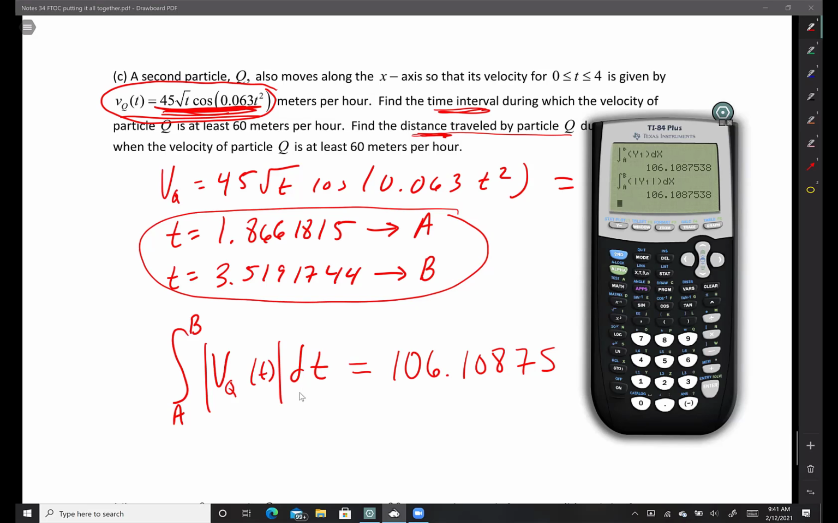I think on this one, if you would not have put the absolute values, I think you would have been forgiven. Because I think authors would be like, well, they understand that the velocity is positive. Are we still okay, guys?